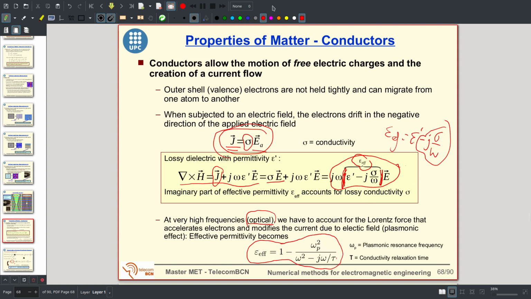relaxation time. This resonant frequency and relaxation time depend on the mass and charge of the electron, because it depends on the force exerted by the electric field and the inertia of the electron, so it depends on the charge and the mass of the electron, and it is what is called plasmonic effect. You can study this in some physics book.